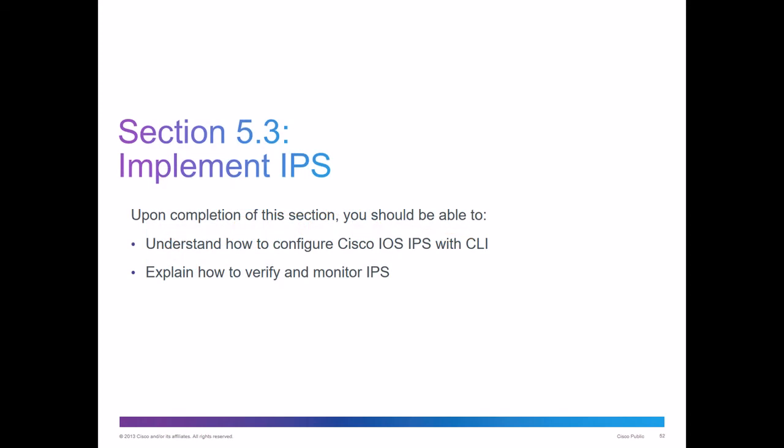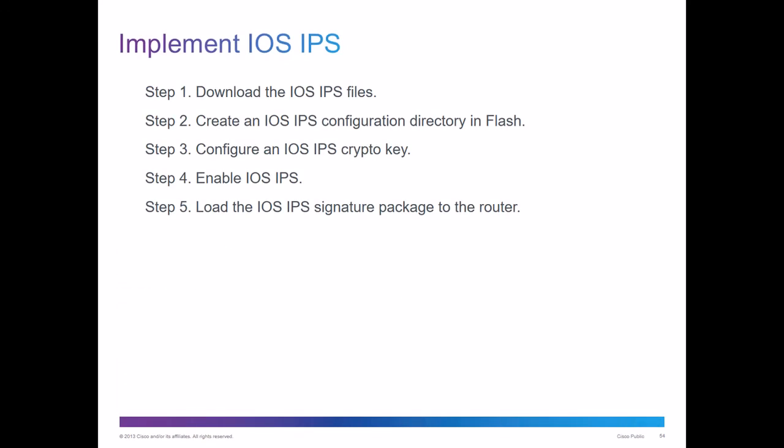All right, now let's talk about implementing the IPS. There are five steps that you really need to go through. You're going to download the IOS IPS files; in the lab I'll give them to you. We're going to set up the configuration directory in the flash. We are going to copy and configure the crypto key, which I give to you from the IOS files. Then we're going to type in the commands to enable the IPS on the router, and then load the signature file into memory at the end.